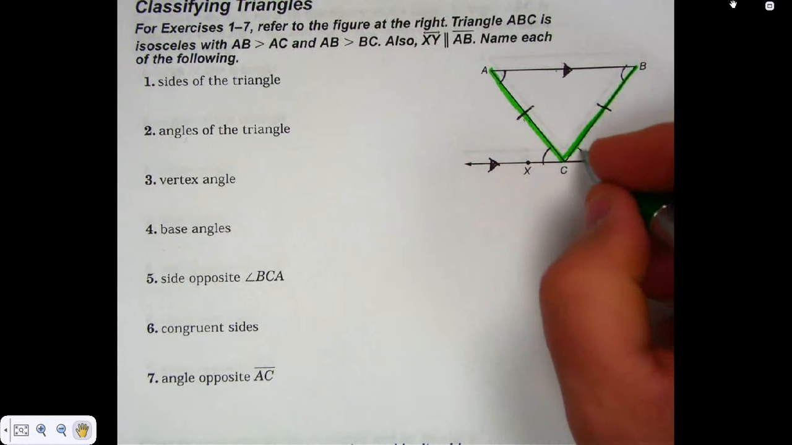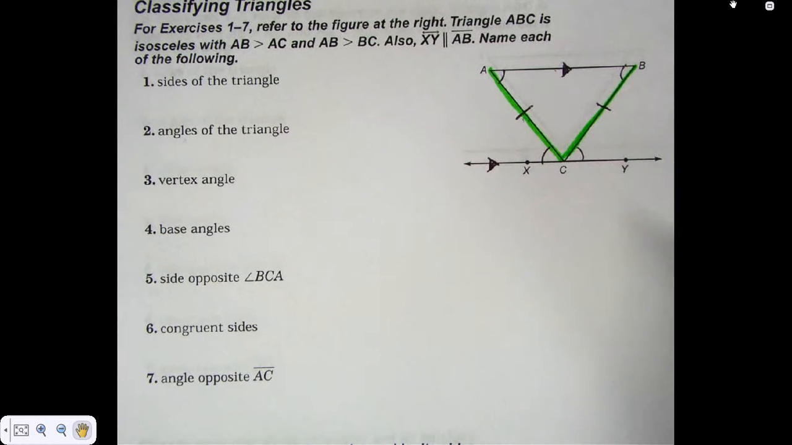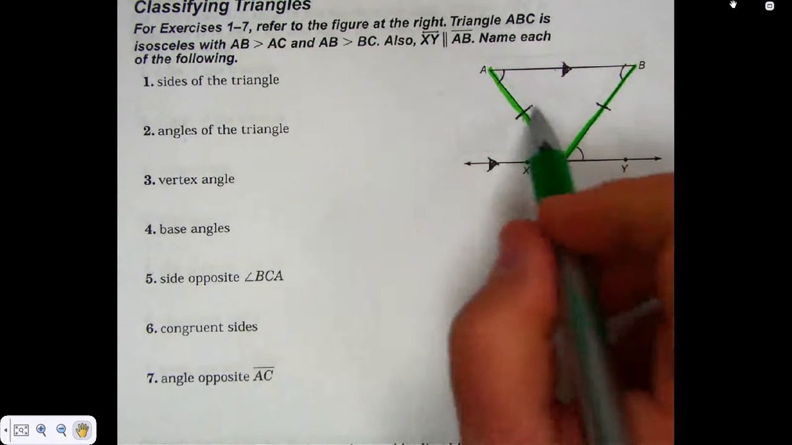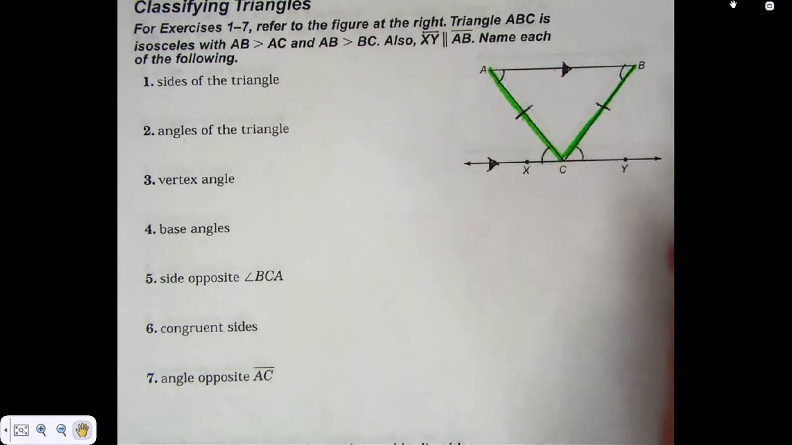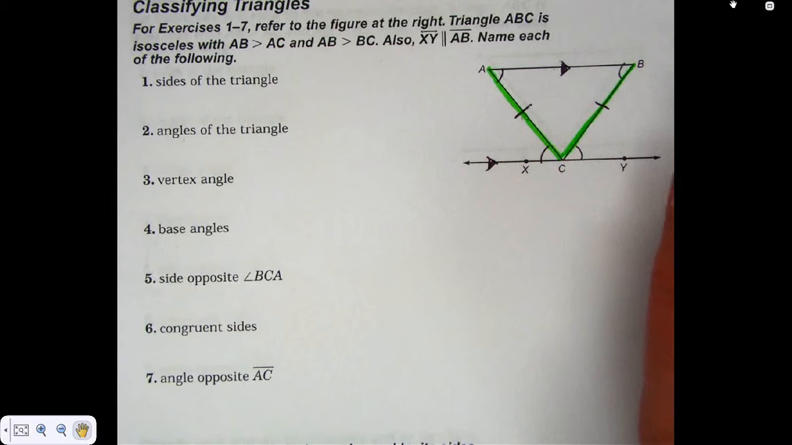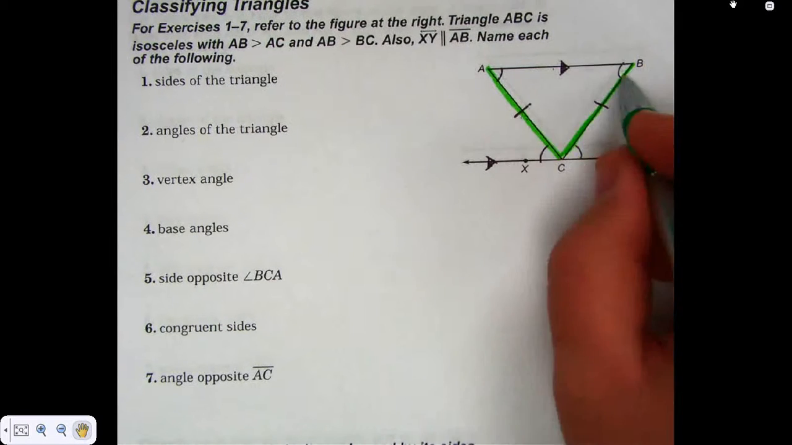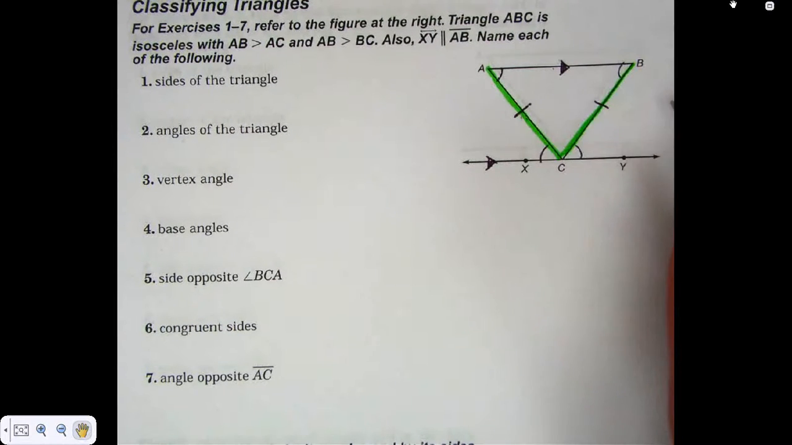This angle is congruent to that angle. Okay? And these two are congruent to each other because in an isosceles triangle, your base angles are always congruent. Remember that. In an isosceles triangle, your base angles are always congruent.